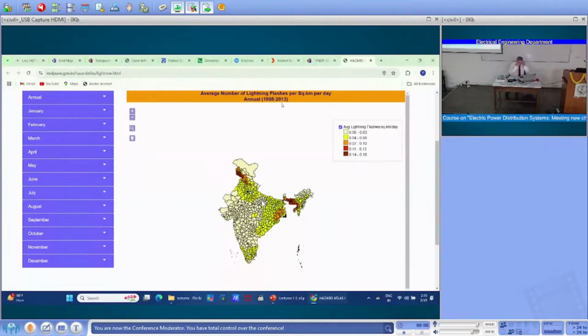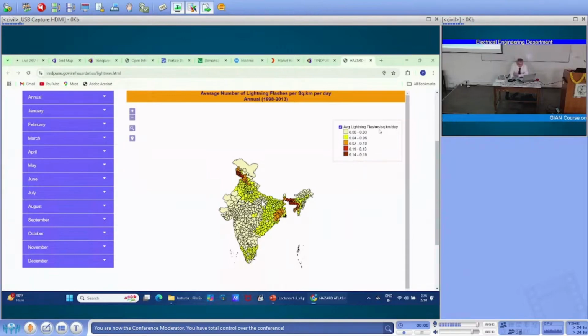And it gives the idea that not all the areas are affected by the lightning in the same way, but there are areas that are more affected than the others because of weather conditions, and also orography, for example, mountains with respect to plain areas, and these numbers are the average lightning flashes per square kilometer per day.